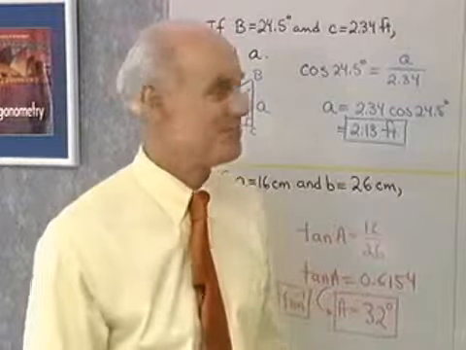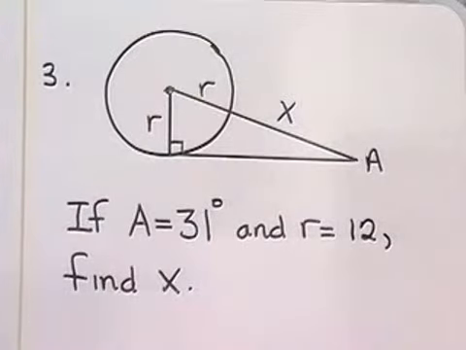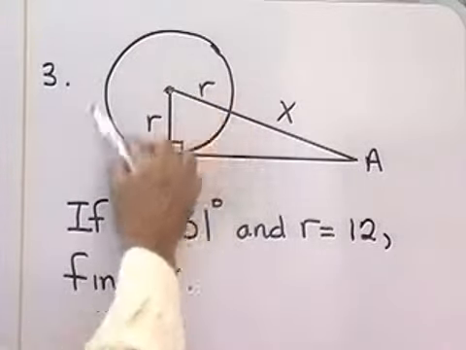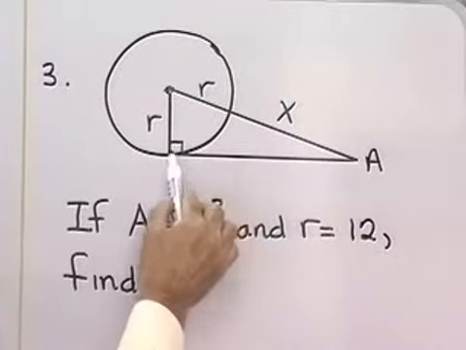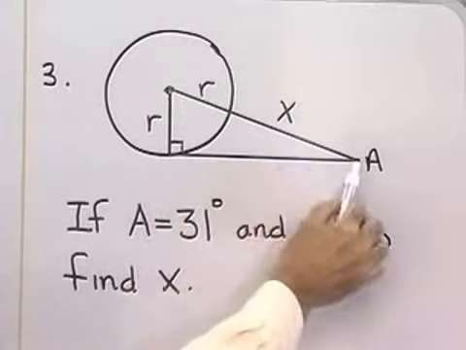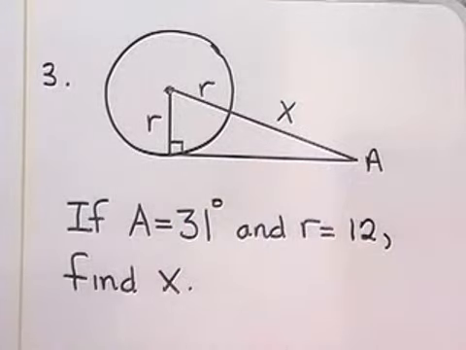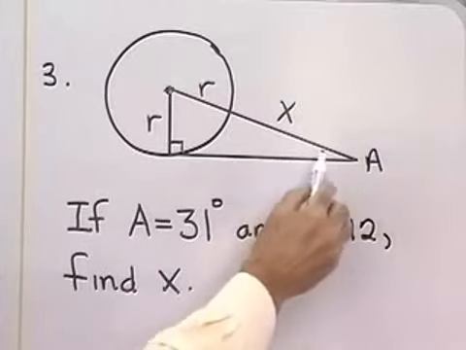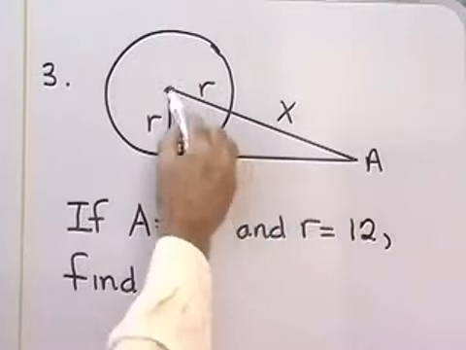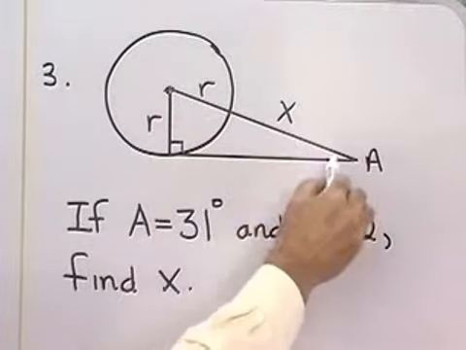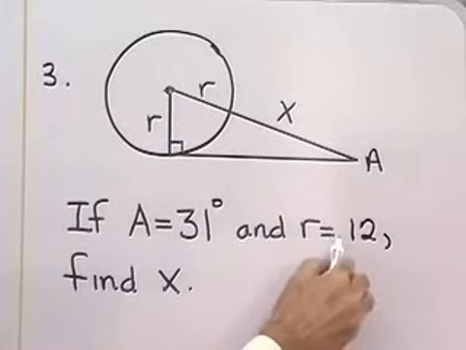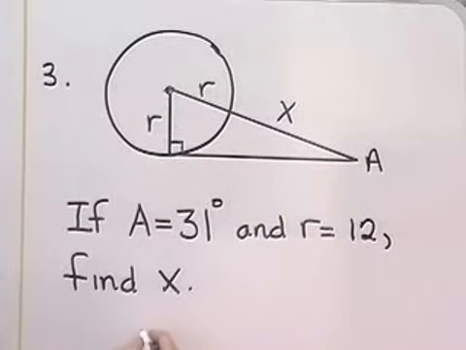Here's our last problem. I have this diagram right here with a circle, 2 radii right here, a right triangle where this is the right angle, this from here to here is labeled X, and this angle is labeled A. Okay, suppose A is 31 degrees and R is 12, let's find X. So what I'm going to do here is look at angle A. I have the side opposite angle A is 12, and the hypotenuse is 12 plus X because R is equal to 12. So I'm going to write the relationship this way.